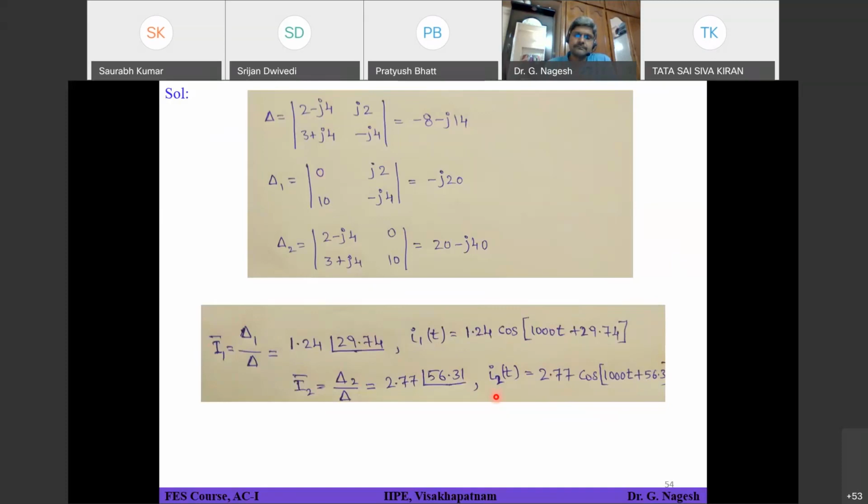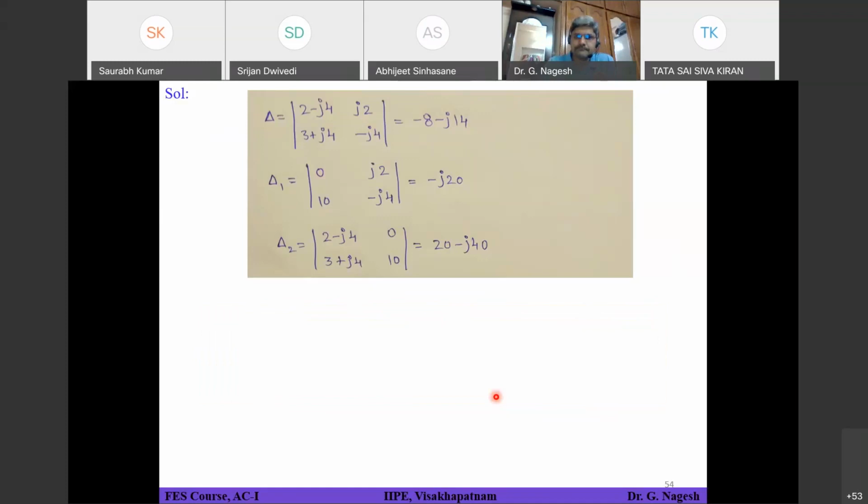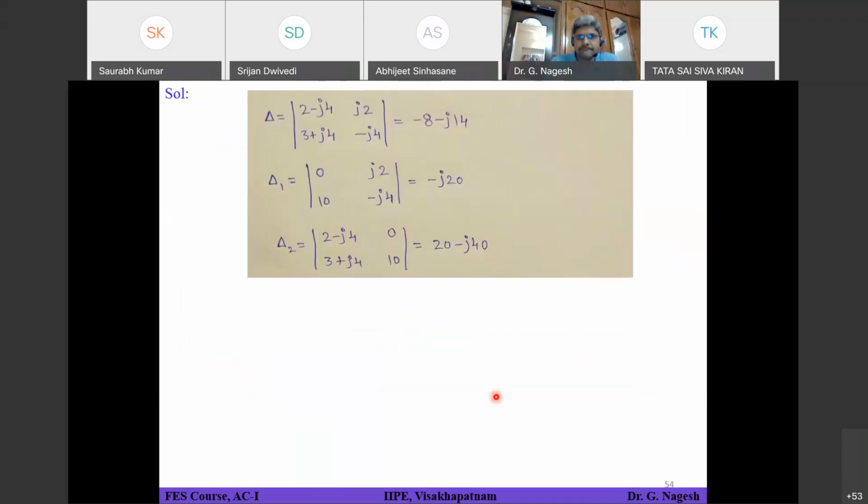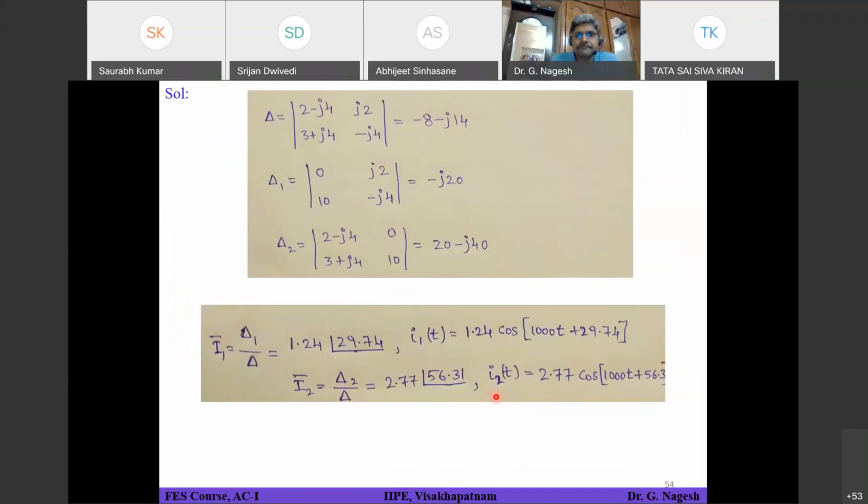Sir, can you please show the previous slide? Okay, sir. Thank you. Find out only I1 phasor. I2 you can solve; if you know solving one, then you can solve the other also.